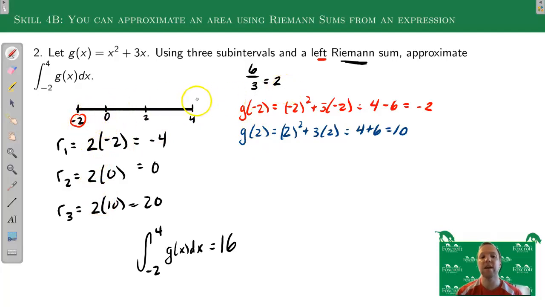So if we're doing a right hand sum, this would all be the same except for that I'd be plugging in 0 first, then 2, then 4. If I was doing a midpoint one, then I'd have to plug in -1, 1, and 3. All right, those are the only rectangle ones that we have to deal with. If it was a trapezoid one, we do it just like the previous problem.